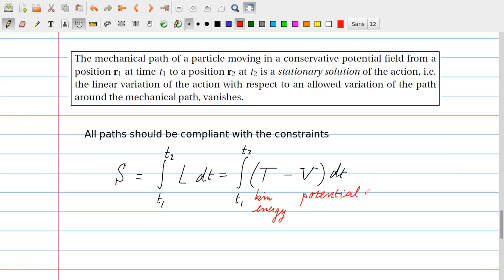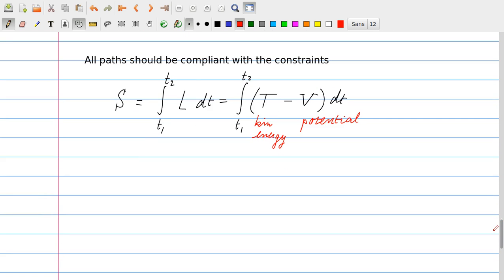And it's important to realize that the statement is that the path should be a stationary solution of the action. So if you have a path that satisfies the equation of motion, so it's a correct path, then if I perturb the path a little bit, then to first order the action does not change, and the path and all its variations should be compliant with all the constraints. And we know that for a path which is compliant with the constraints, we can write all the positions of the particles as a function of time in the following form.